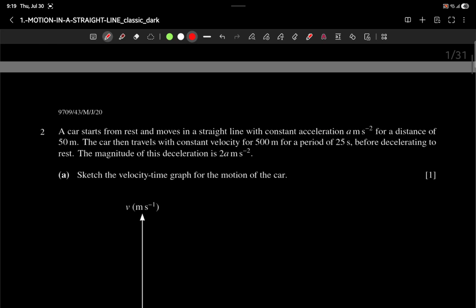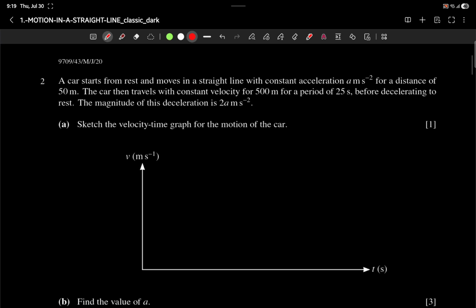This is from variant 3, same year. A car accelerates from rest and moves in a straight line with constant acceleration a for a distance of 50 meters. The car then travels with constant velocity for 500 meters over a period of 25 seconds before decelerating to rest. The magnitude of this deceleration is twice a. Sketch the velocity-time graph. Same as before.